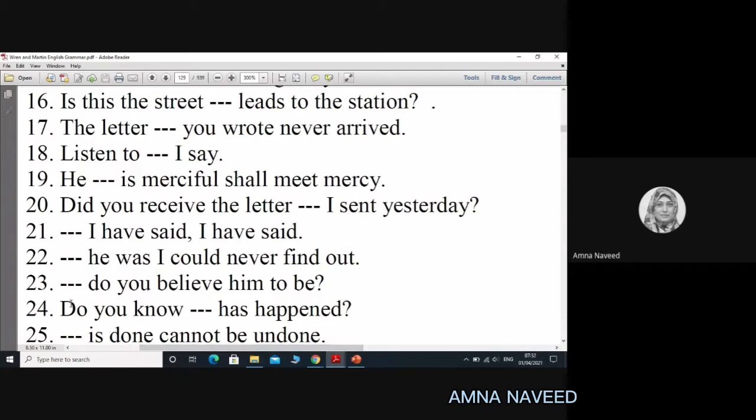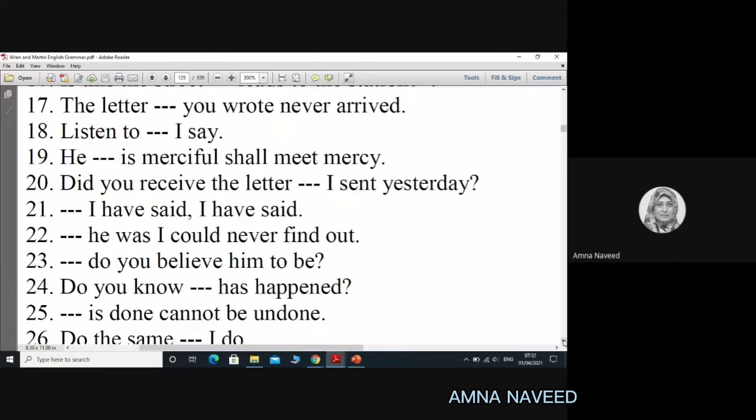Okay, let's have a look at this sentence and then we will move on to the next exercise. The exercise sentence number 24. Do you know dash has happened? Yes, do you know what has happened? Very good. So let's jump on to the next exercise.